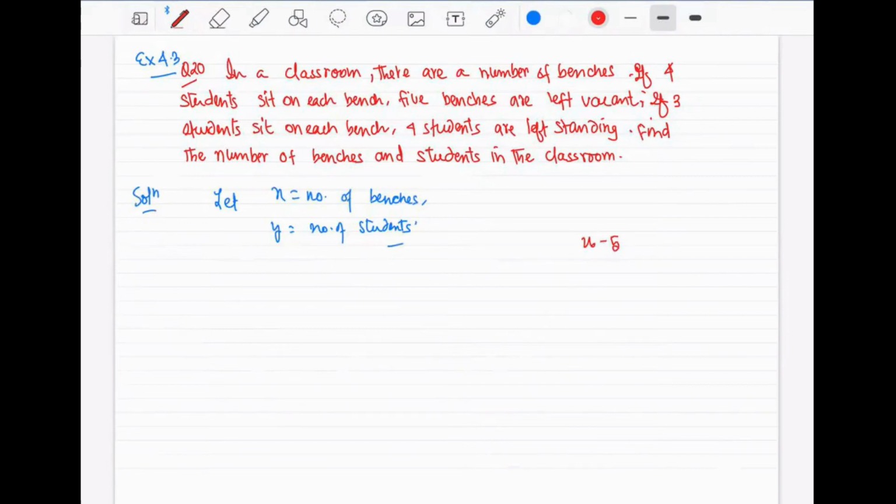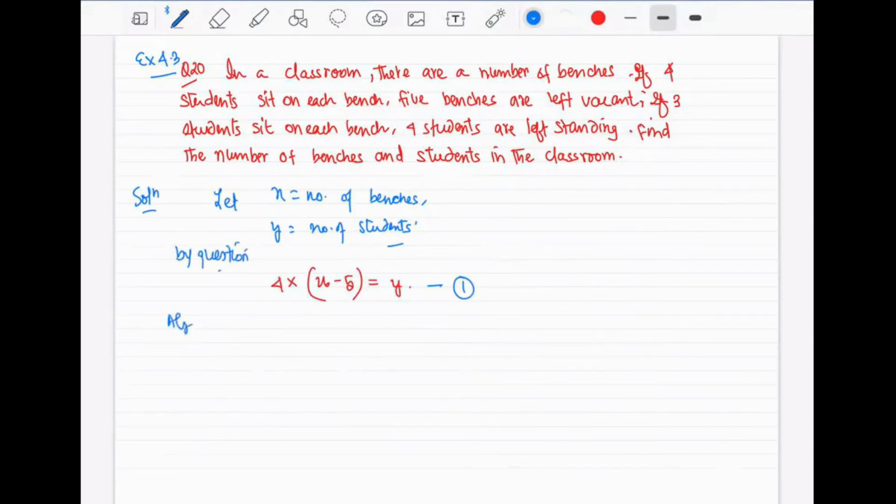That's why I'm subtracting the 5. So 4 of you are sitting on each of them, so I'm multiplying here with 4. How many benches are there? There are x of them, but 5 of them are not occupied, so I'm subtracting 5 from the number of benches. That's how you obtain the number of students. No one is left standing, everyone is sitting, but 5 benches are left vacant. So this is equal to the number of students, indicated by y. So the right hand side will be replaced with y. This is equation number 1.